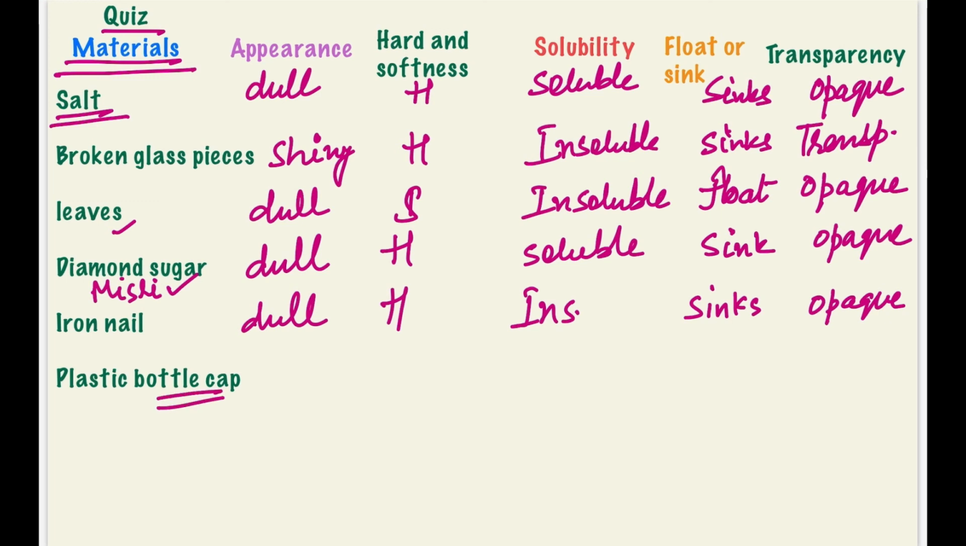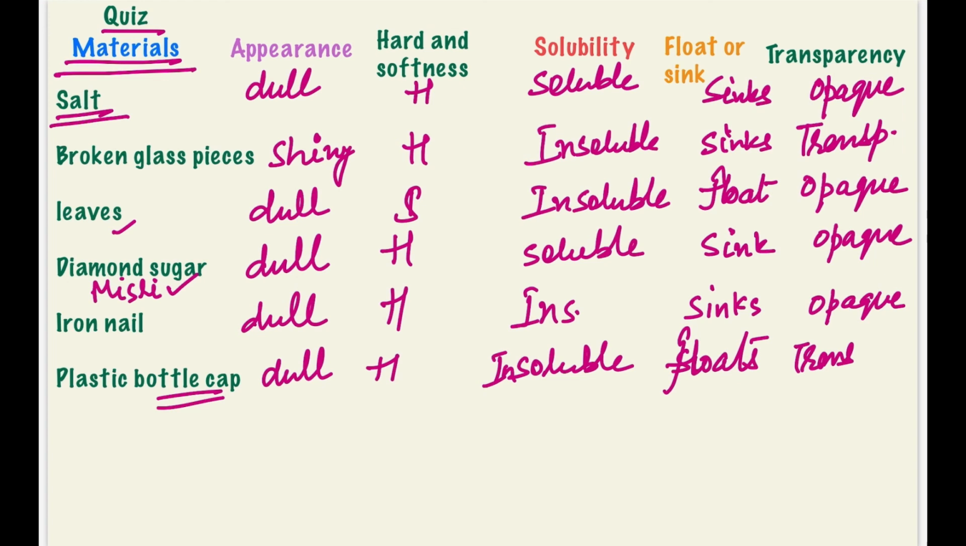Now plastic bottle cap. So plastic bottle cap is again dull by appearance. Hard and soft, it is a hard material. Soluble, no, we cannot dissolve it, so it's an insoluble material. Now float or sink, plastic is light in weight, so it floats on water. And transparency, if the plastic is light colored, you can see through it but not clearly, so we can say translucent. If it is colored like blue or black, it would be opaque. So these were the materials.